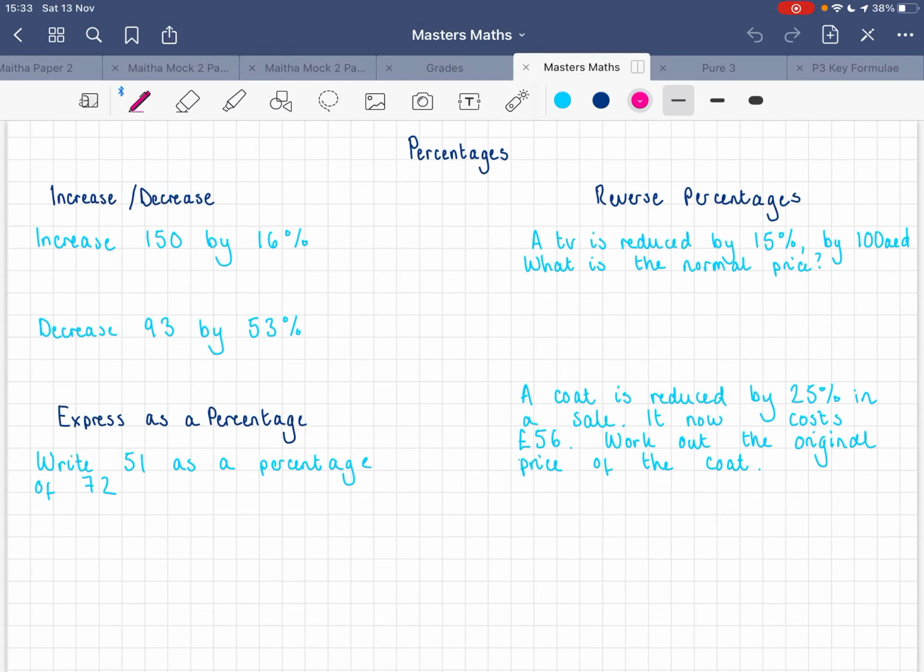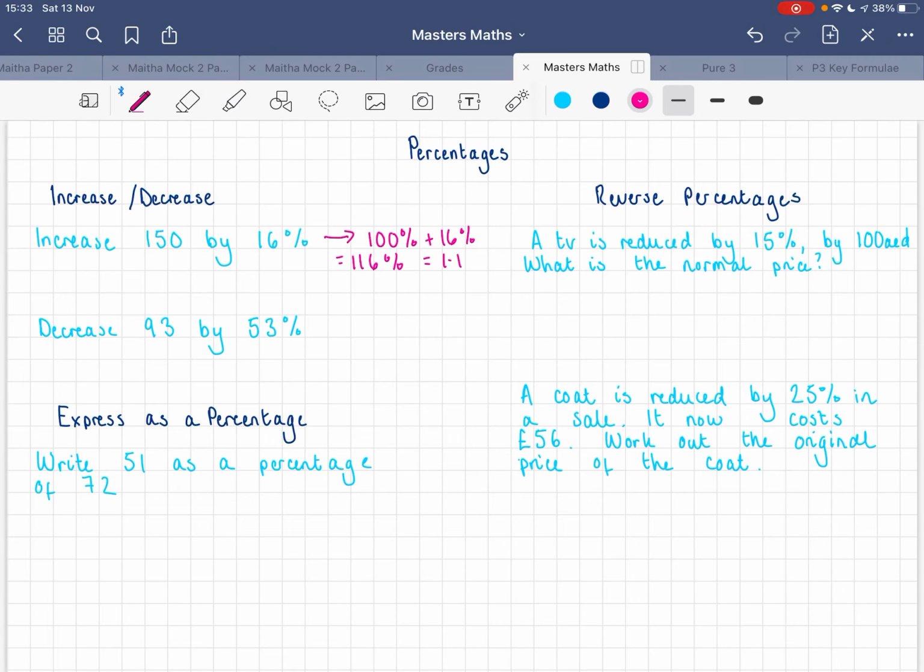So if we are increasing by a percentage, then we always start with the original, which is 100%. So if we are increasing, we're adding an extra percentage onto our original 100. So if we are increasing by 16%, we have 100% plus another 16%, which is 116%. Nice and easy.